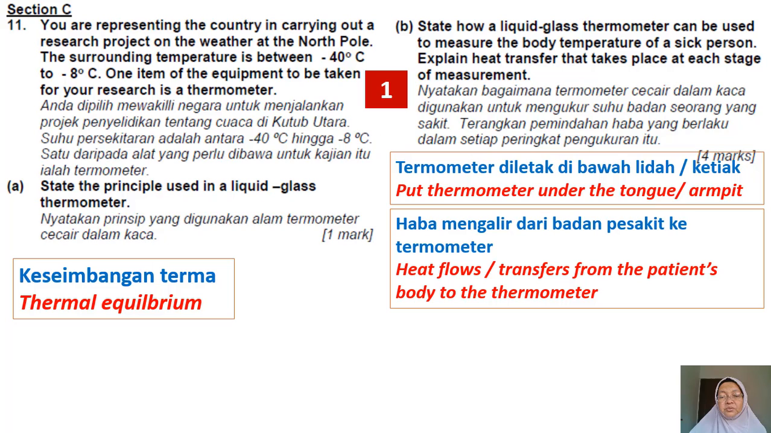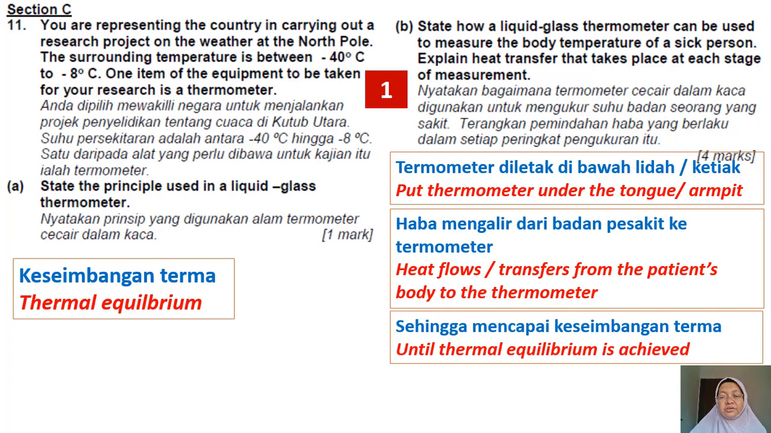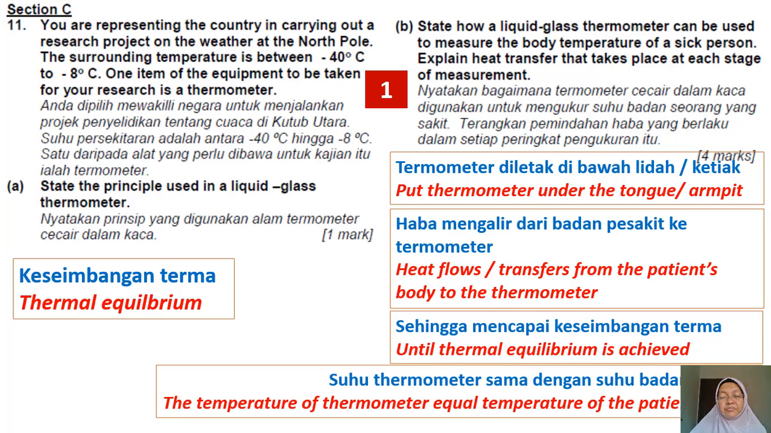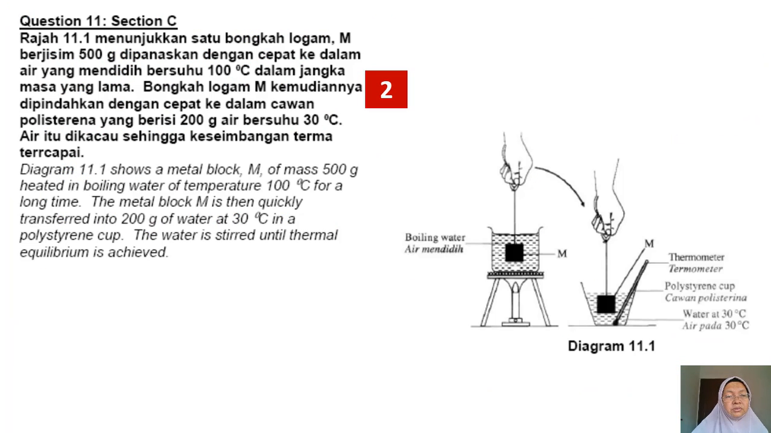Second point, what happened? Heat flows or transfer from the patient body to the thermometer, and then until thermal equilibrium is reached atau achieved, and the temperature of thermometer equal temperature of the patient body. Okay, suhu thermometer sama dengan suhu badan pesakit. Jadi kita ambil bacaan thermometer menunjukkan bacaan suhu badan pesakit. Okey, itu soalan pertama. Okey, kita lihat pula soalan yang kedua.